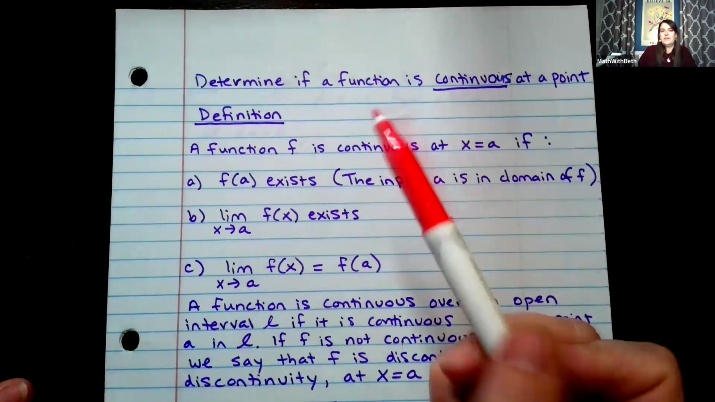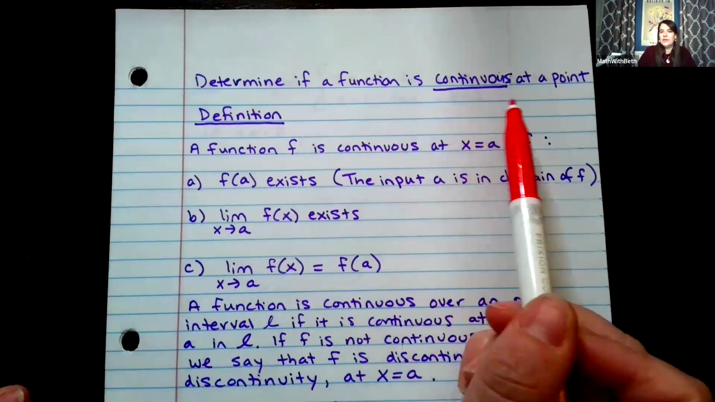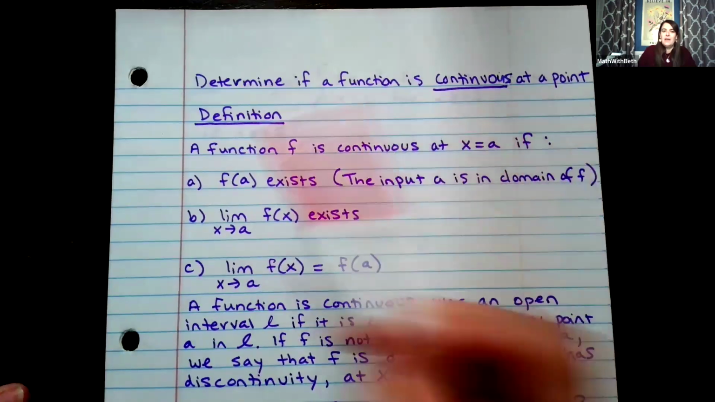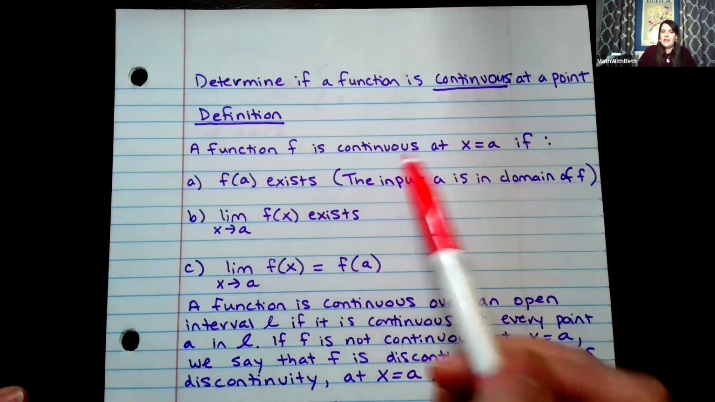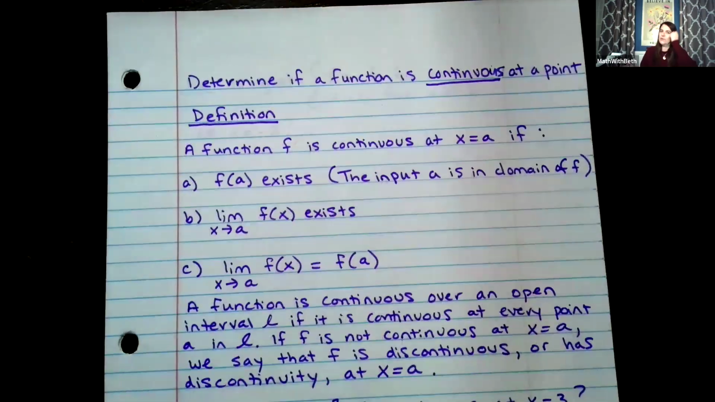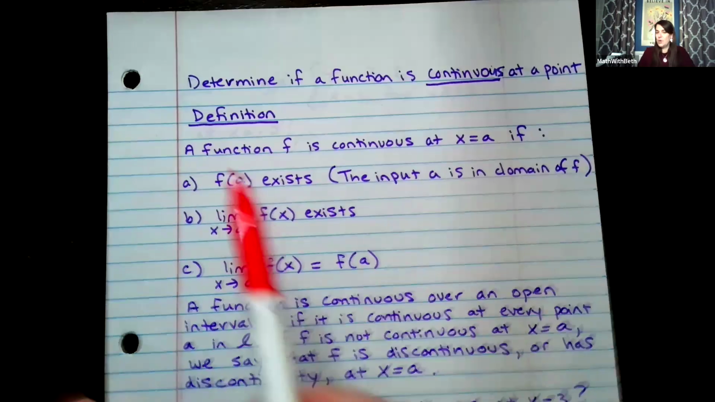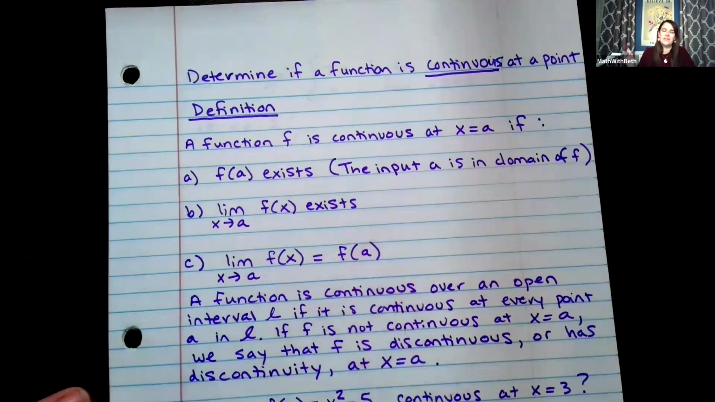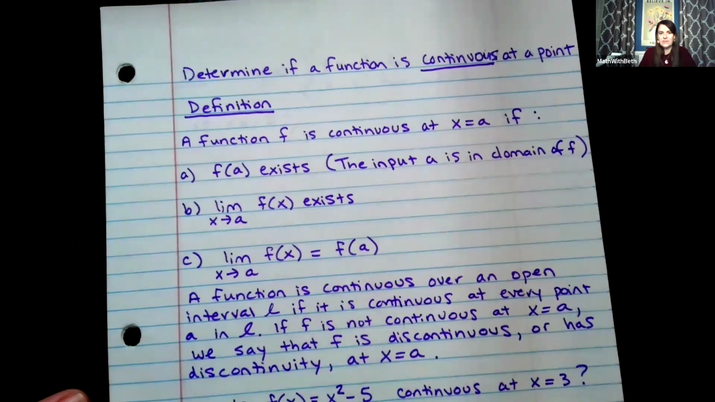So here's the definition of telling if a function is continuous at a point. A function f is continuous at x equals a if... there are three things that have to happen. When you explain this on a quiz or a test, you're going to have to show that these three things are happening. You can't just say, yeah, it's obviously continuous there.